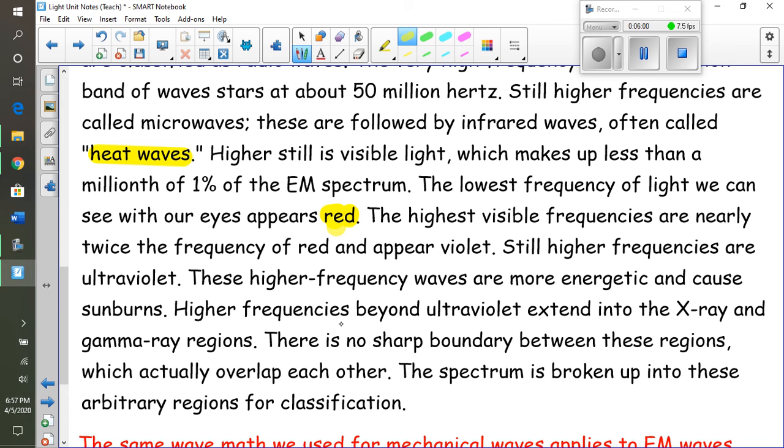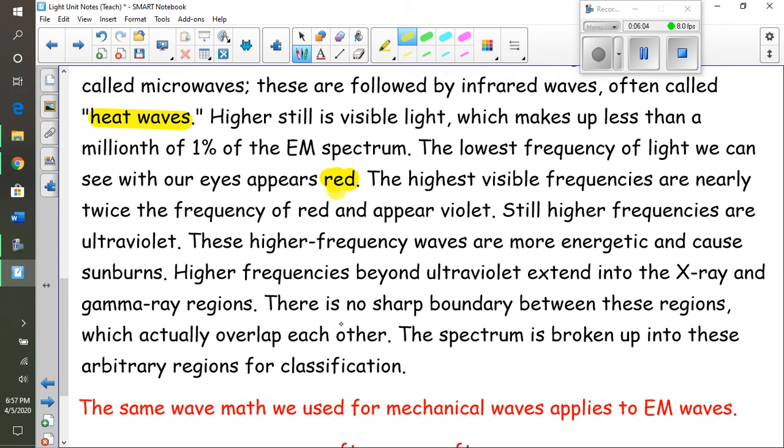Higher frequencies, ultraviolet, higher energy. High frequency means high energy in these waves. These cause sunburns, potentially skin cancer. Higher frequencies, extended X-ray, which can go right through you, and gamma rays.